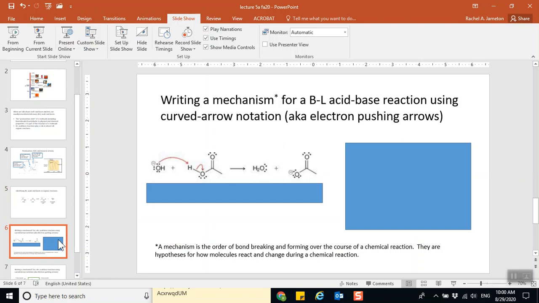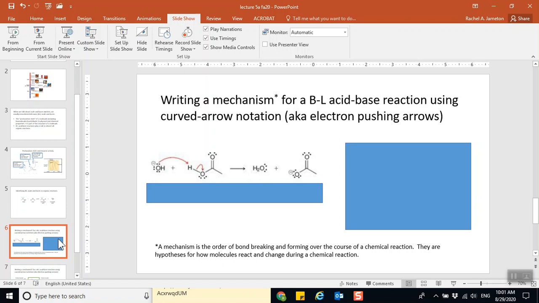This is really one of the first times that you'll be showing how a reaction occurs, and we call that showing a mechanism. A mechanism is the order of bond breaking and forming over the course of a chemical reaction. They're hypotheses. We can't see them directly, but we can be pretty sure through lots of different experiments how things happen, what order bond breaking and forming occurs in.